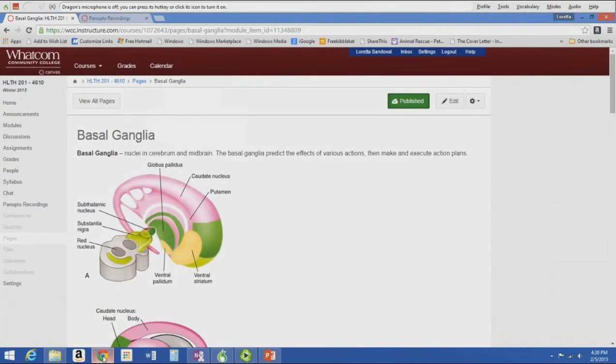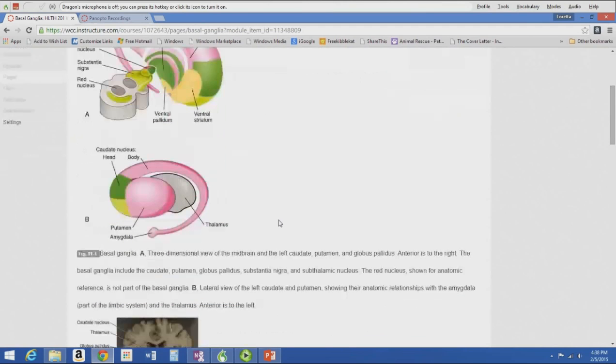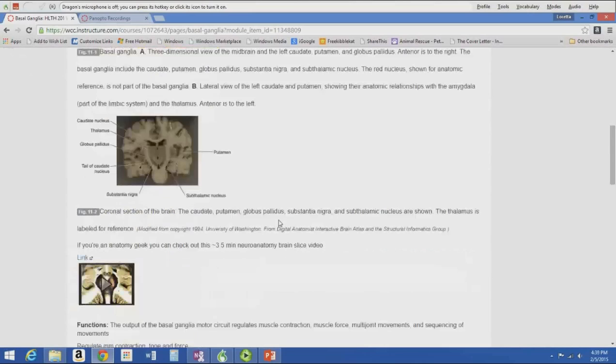I don't know why, I just think this picture's cool, and it shows the location of some of the different parts of the basal ganglia. Again, I don't expect you to memorize the names or anything, but it's like a 3D representation of the basal ganglia. And then also that same cross section of the brain, which I think is just super cool. If you're an anatomy geek, you might like this. If you're not, well, just glaze over it.